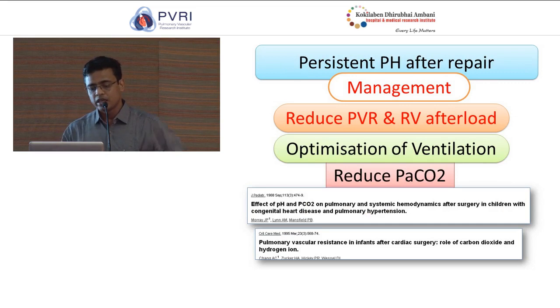The second thing is regarding the PaCO2. Reduction in PaCO2 will reduce the PVR, but some of the papers suggest that it does not always cause a reduction in PVR. But one thing is very clear, that higher PaCO2 definitely increases the pulmonary vascular resistance. So one has to be careful. It should not be reduced too much, but should be maintained between 35 to 40, or maximum 45.